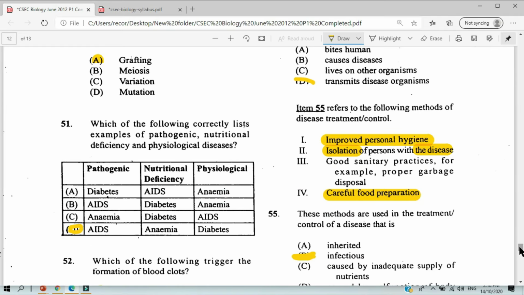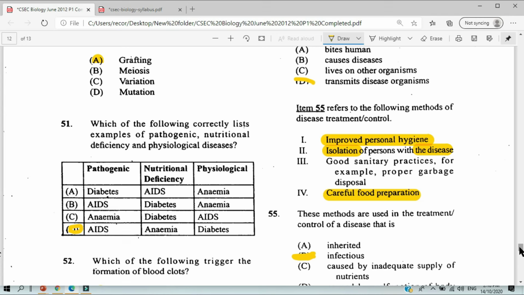For 55, it refers to the following method of disease treatment. Now we are looking at improved personal hygiene, isolation of persons with the disease, and we're looking at good sanitary practices. For example, proper garbage disposal. We're looking at careful food preparation. Our answer is going to be B, because this pretty much guides the infectious disease.